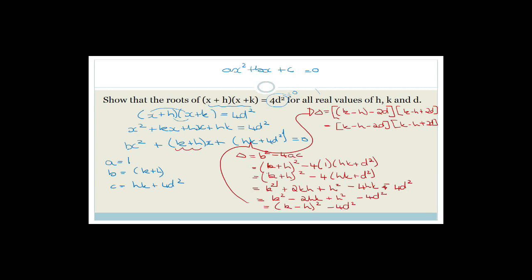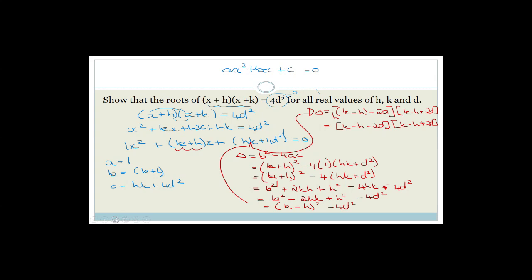So I don't know if I'm writing. Oh, I want to get rid of the brackets. Okay, so do you agree that this is a perfect square, and this is a perfect square, and that's a minus between them? So we can show that for all the real values of h, k, and d, we are going to end up with minus 4 times a, which is 1, times plus c, which is 1.